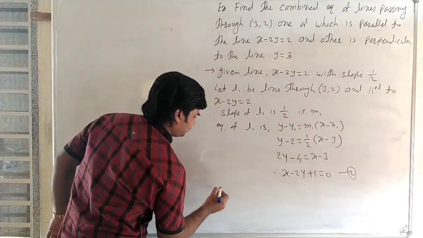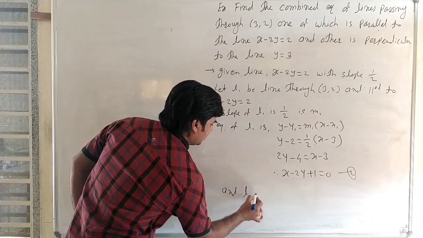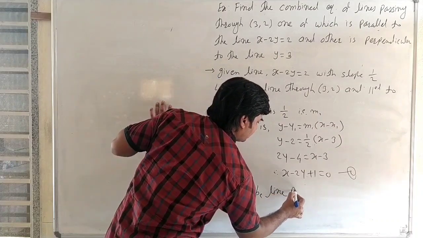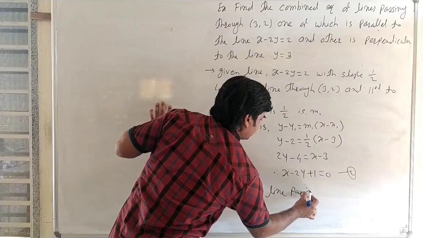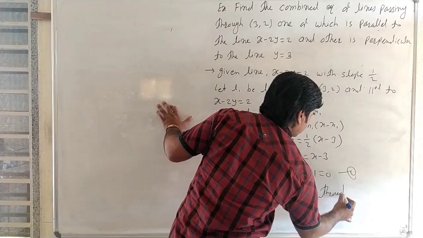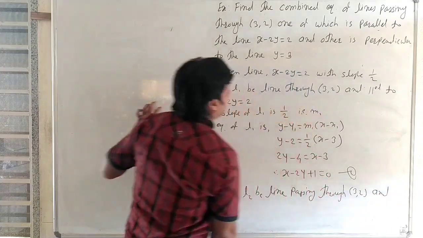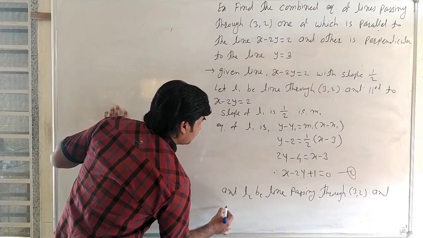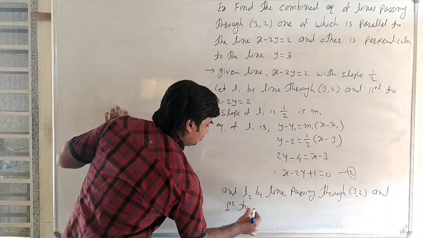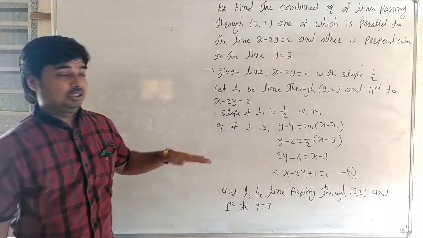And for the second line, let L2 be the line passing through (3, 2) and perpendicular to y = 3. Here, perpendicular to y = 3.